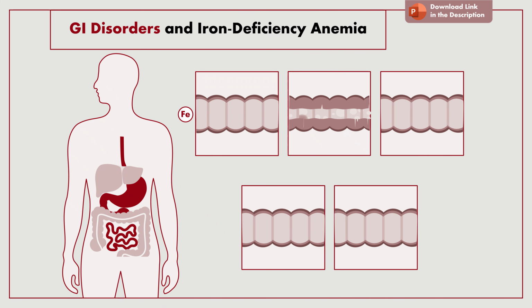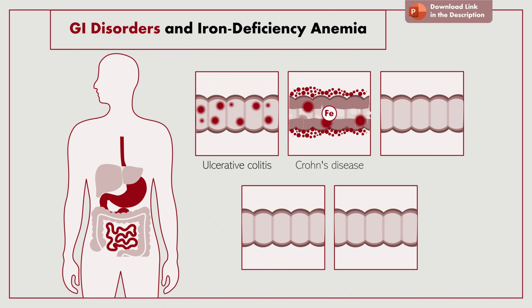Gastrointestinal disorders contribute significantly to iron deficiency anemia through two primary mechanisms: chronic blood loss and malabsorption. Inflammatory conditions like ulcerative colitis and Crohn's disease cause both intestinal bleeding and impaired iron absorption due to mucosal damage. Colon cancer similarly leads to occult blood loss that may go undetected. Other pathologies, such as intestinal infections and colon polyps, can also produce chronic blood loss, gradually depleting iron stores even before anemia becomes clinically apparent.